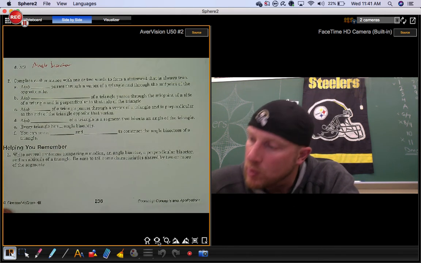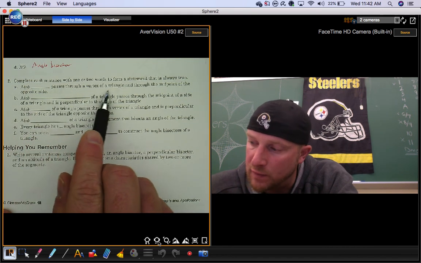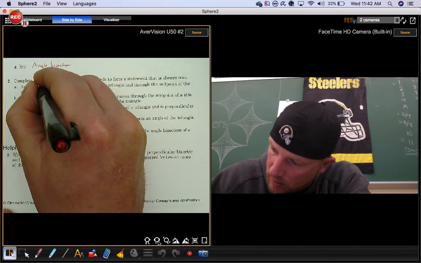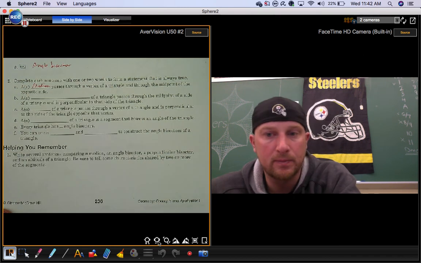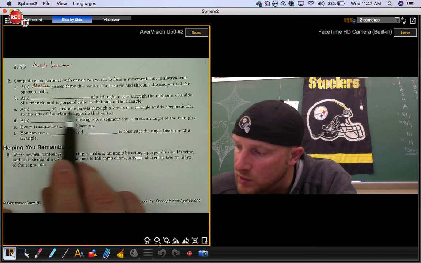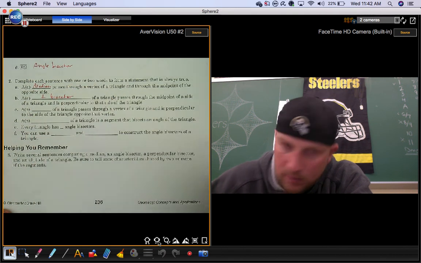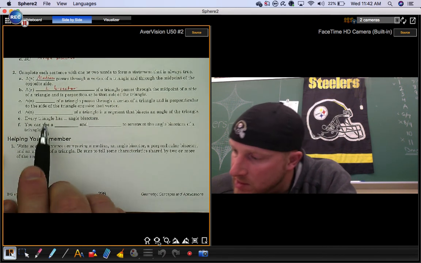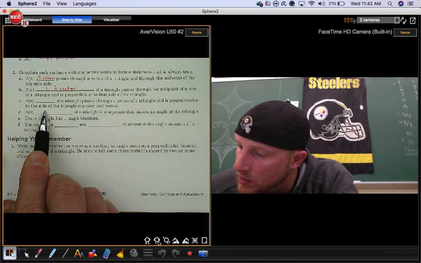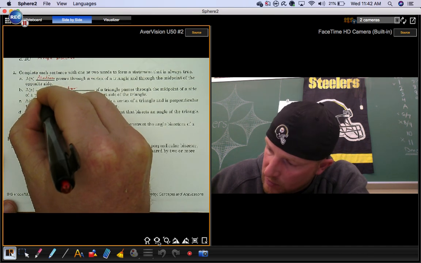Complete each sentence with one or more words to form a statement that is always true. A blank passes through a vertex and through the midpoint of the opposite side. That's your median. A blank of a triangle passes through the midpoint of a side and is perpendicular to that side of the triangle. That's a perpendicular bisector. Part C. A blank of a triangle passes through the vertex of a triangle and is perpendicular to the side of the triangle that's opposite of that vertex. That's an altitude.